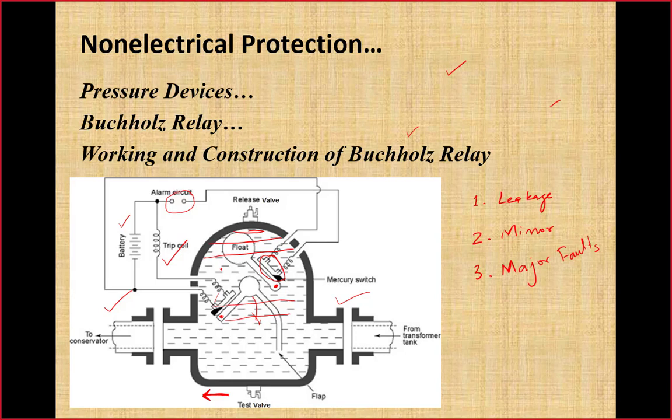So that's why we have two floats and two tripping mechanisms. First the alarm will be activated, then tripping will take place. This is how protection is provided with the help of the buccal relay in case of leakage of oil through the tank of the transformer. So this has been discussed.